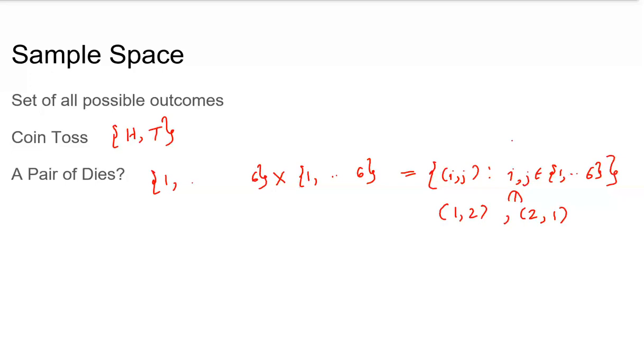It is 21. Okay, why do we say 21? For one, if the first die is 1, then 6 possibilities are there for the second die. And if the outcome of the first die is 2, then for the second die 5 possibilities are there, because 1 is already included in the first case. So 6 plus 5 plus 4 plus 3 plus 2.